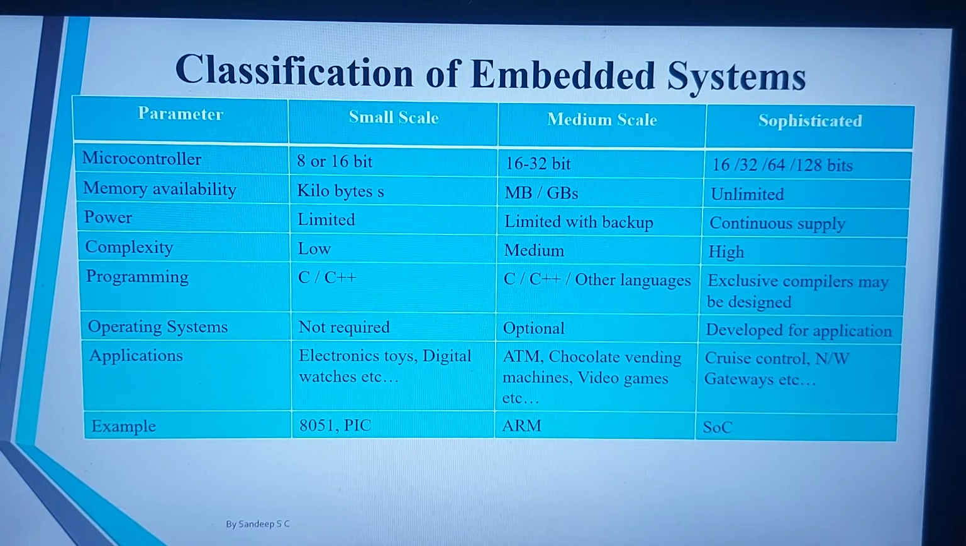If we have to see examples, for a small scale system, we use 8051 or PIC microcontrollers. They are examples of microcontrollers which will be used in that particular category of embedded systems. In a medium scale, we usually use ARM based systems, or even we can have PowerPCs of IBM. Then in sophisticated, we usually use a system on chip, or a parallel processing or multi-processing concept. As they are very complex, we may need more than one processing unit.